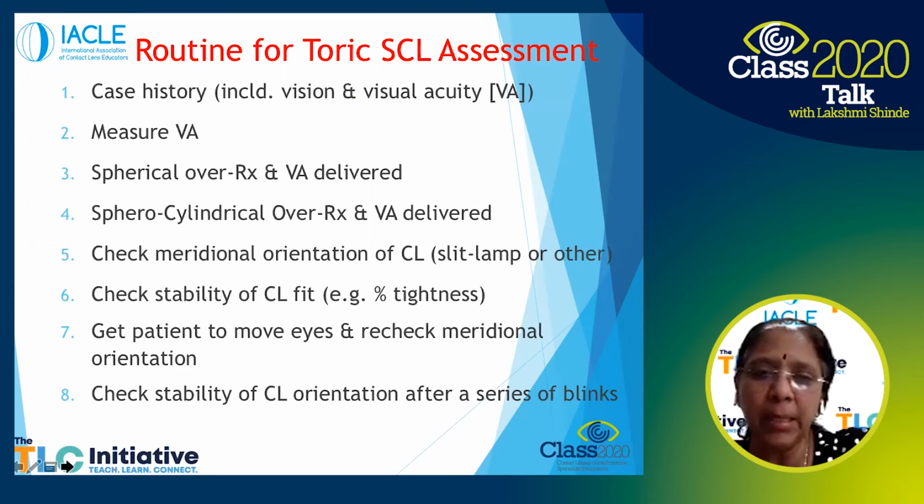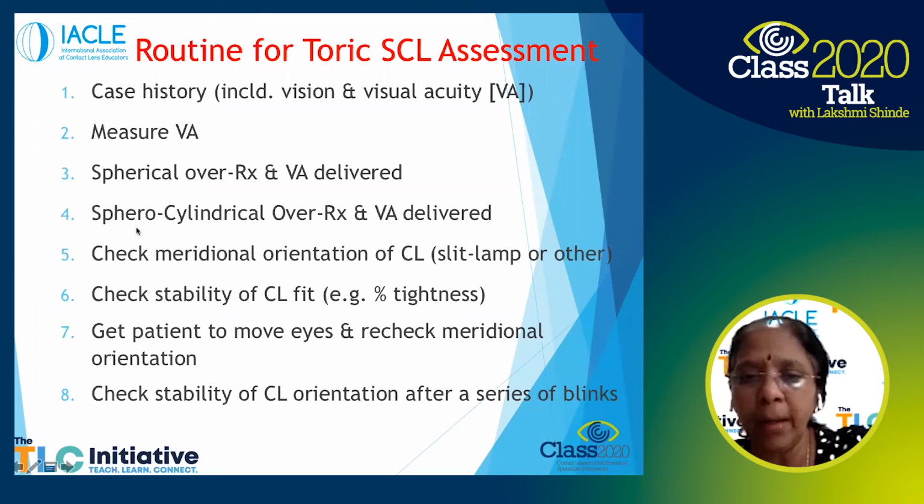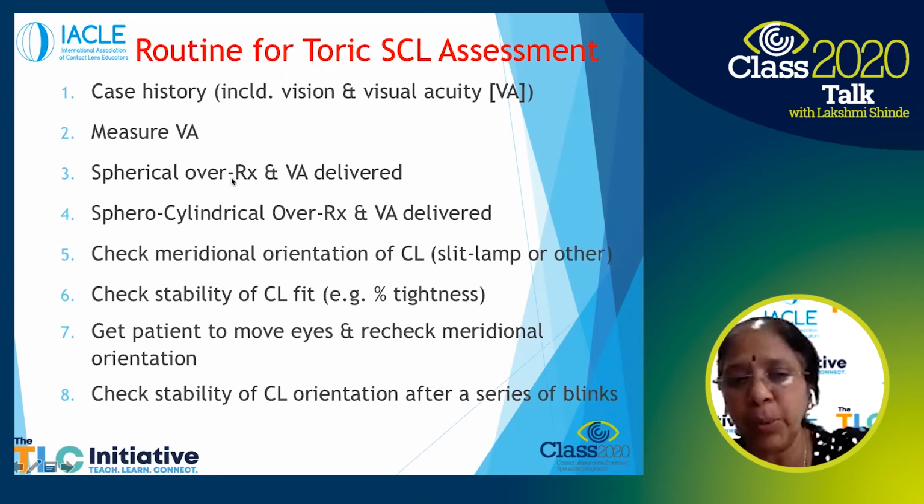So just to summarize in a couple of points: the history, then you check the vision of the patient, spherical over-refraction and the vision that's delivered. In case the patient is not willing to go that extra mile and look at toric contact lenses, it is better to show them what the difference is between a spherical equivalent and a toric. If you do that, the patient might even say, no, with the spherical equivalent the vision is slightly blurred, so I'll go in for a toric lens.